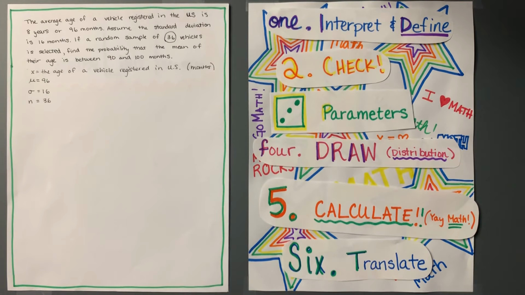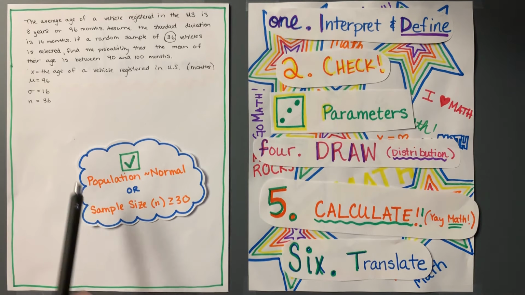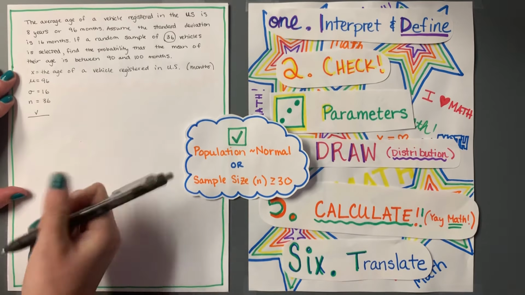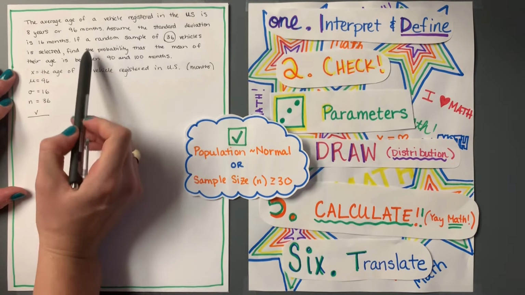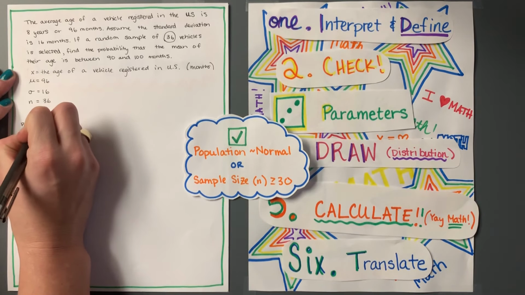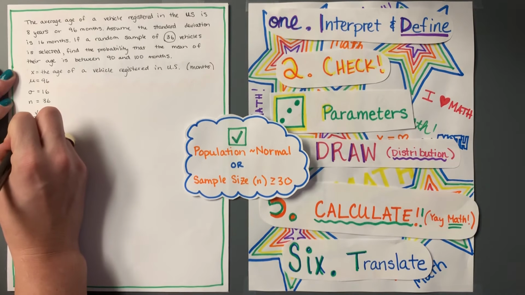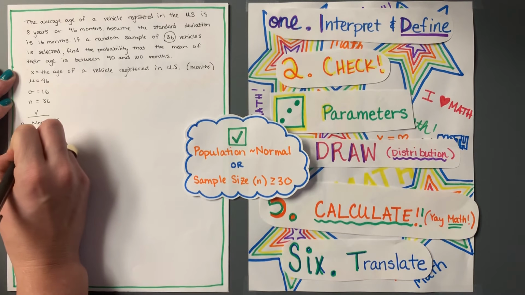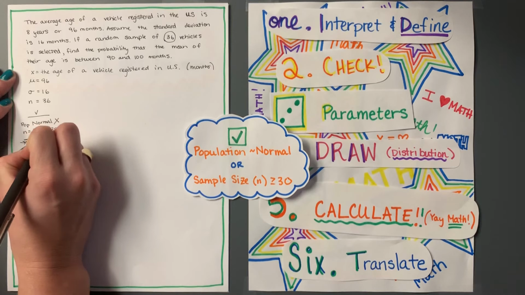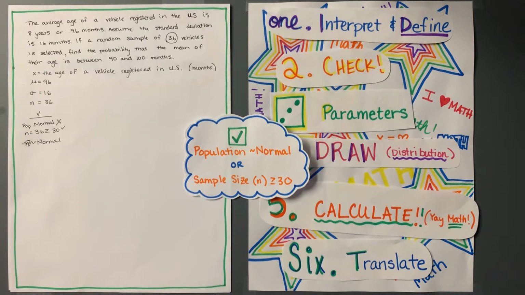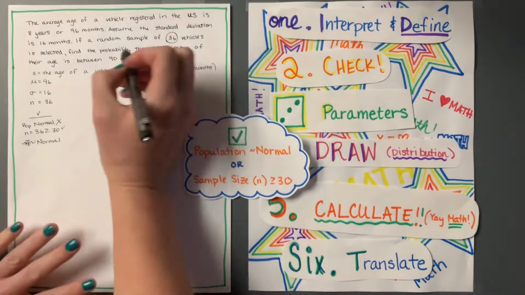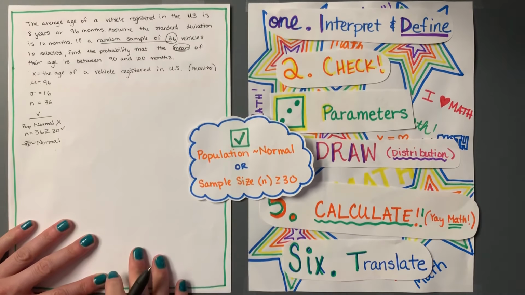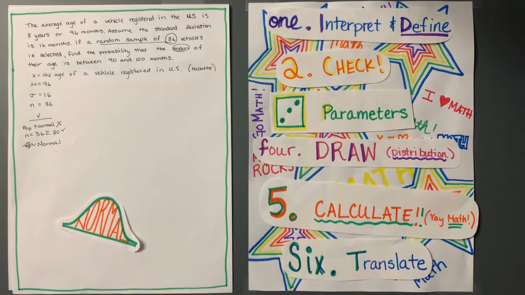Some of that is going to be helpful for my parameters, but I'm also going to need it for my check process. When I use the central limit theorem, I need to check that either the population is approximately normal or the sample size is greater than or equal to 30. There's no information here about the population being normal, so that is not true, but that's okay because my sample size is 36, which is greater than or equal to 30. So my x bar variable is approximately normal. I wouldn't be able to use the normal distribution if I was looking at an individual car being selected, because I'm not told that the population is normal. But because I'm looking at a random sample of 36 cars and their mean age, I'm going to be able to use the normal model.